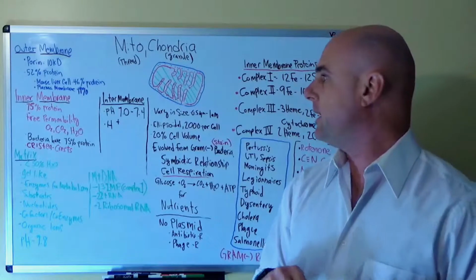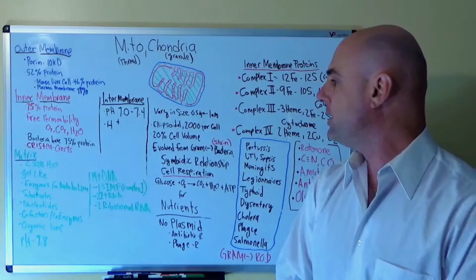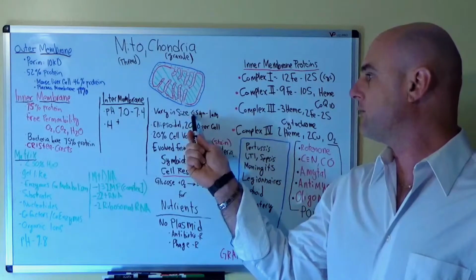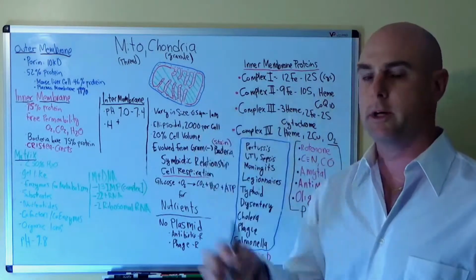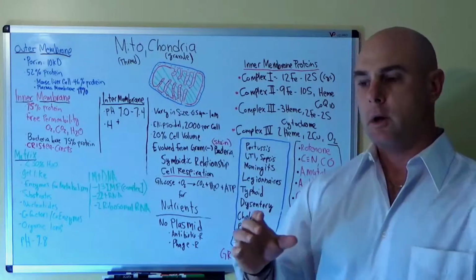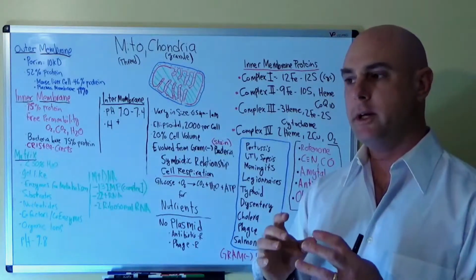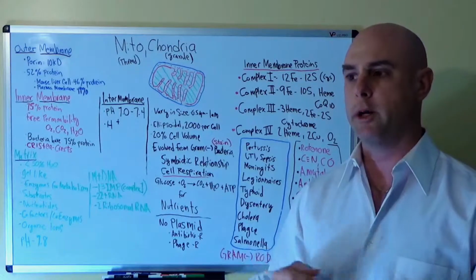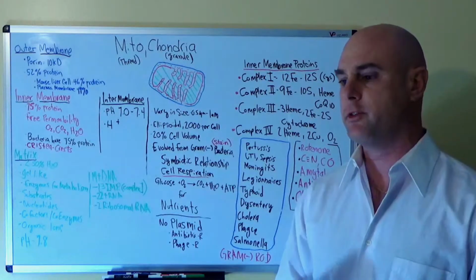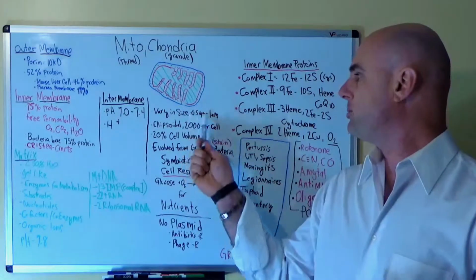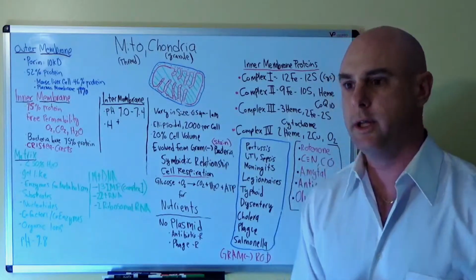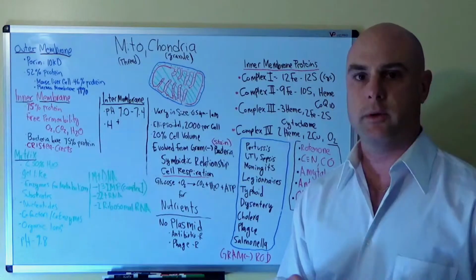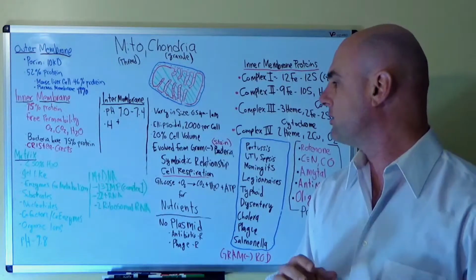So let's get over to the anatomy of a mitochondria. Oh, a couple more things: they vary in size from 0.5 micrometers to 1 micrometer, so you're going to find mitochondria that are 1 micrometer or more in the areas of the body that require more energy, like the heart and the skeletal muscle. And they'll be smaller in the liver because we don't need as much energy in the liver as we do in the heart and in the skeletal muscle.